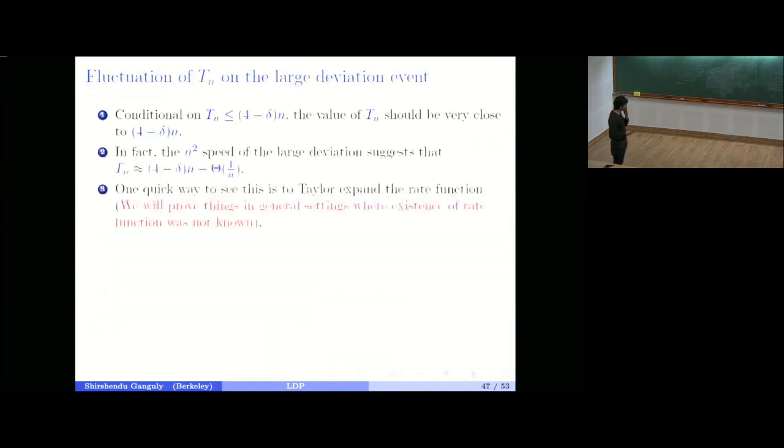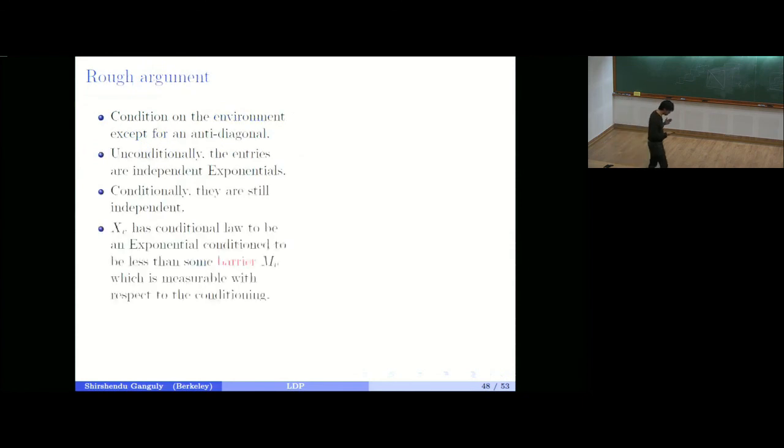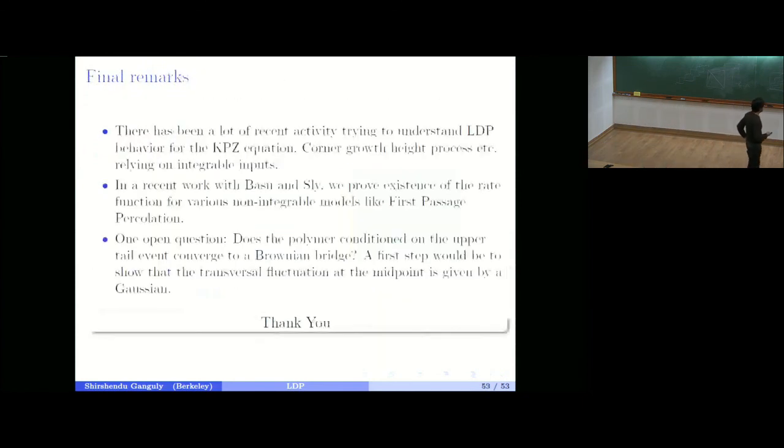So I'm done. I'll just mention one open question. Let's end with one question. Can one prove that the scaling limit of the polymer conditioned on this upper tail event is a Brownian bridge? We know that this exponent matches that of a random walk path. Can you prove a full scaling limit of this polymer?